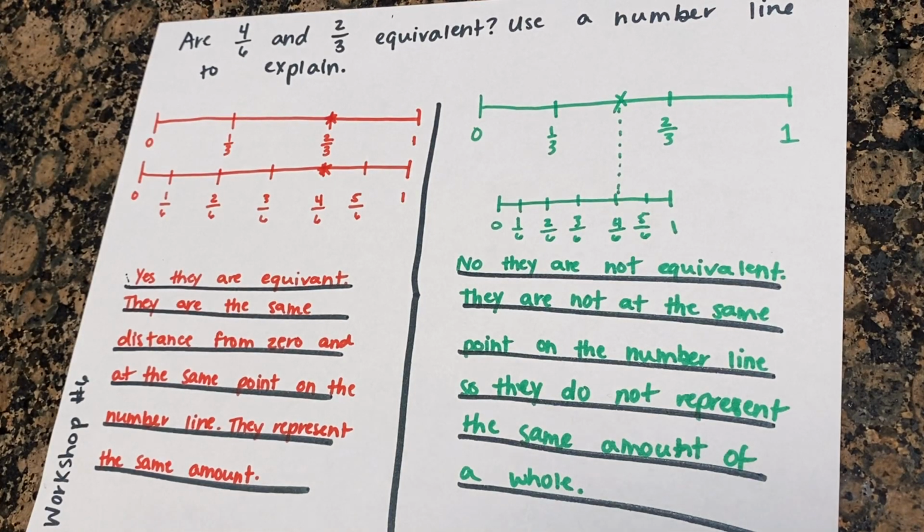Let's take a look at how these two students solved number 6. Number 6 says, are 4/6 and 2/3 equivalent? Use a number line to explain.